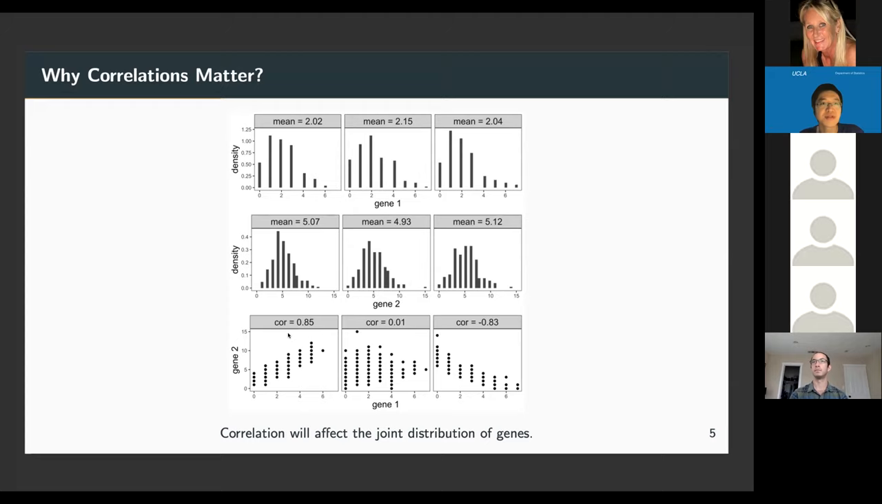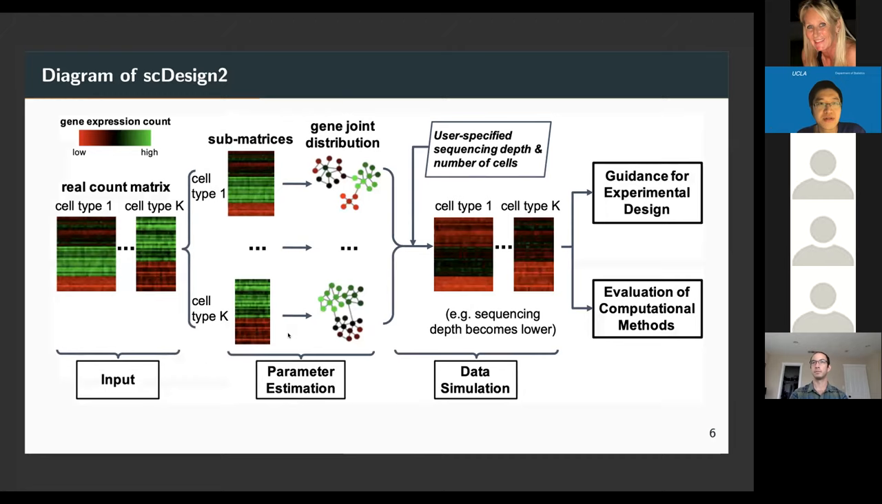Okay, so then I will introduce our proposed IC design tool. First we have the input, which is the real data, a count matrix. So these are discrete values of counts. And we will assume that the cells have been labeled with the cell types by the researcher who conducted the experiment, or users can run a clustering algorithm to cluster the cells first. And then we will extract the submatrices from the real count matrix, and then we will fit a joint distribution of genes for each of these submatrices. That's the model parameter estimation part.